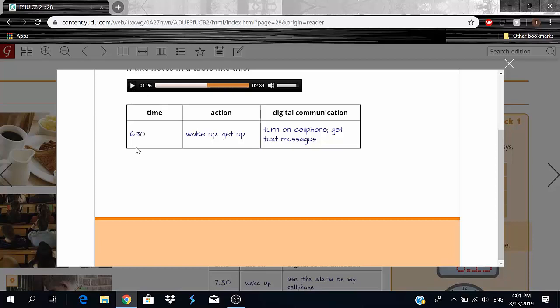Okay, so this one's pretty interesting. So for digital communication, we're going to say she turns off cell phone, right? She does not use it in lectures. However, sometimes she records lectures on her MP3 player. Okay? So that's for digital communication. So one more time. Turn off cell phone. She does not use it in lectures, and sometimes she records lectures on MP3 player, okay?